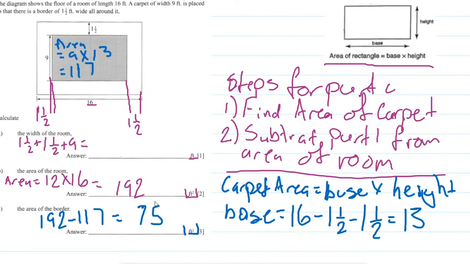So remember, this 75 just represents the area of the border around here, because all we did was we said, hey, if the area of the room is 192 feet squared, and if we need to find the border, let's just find the area of the carpet and subtract that from the area of the room, right? So that's how you do it. And I just realized here that I forgot to put in 12. So yeah, that's how you solve this problem.